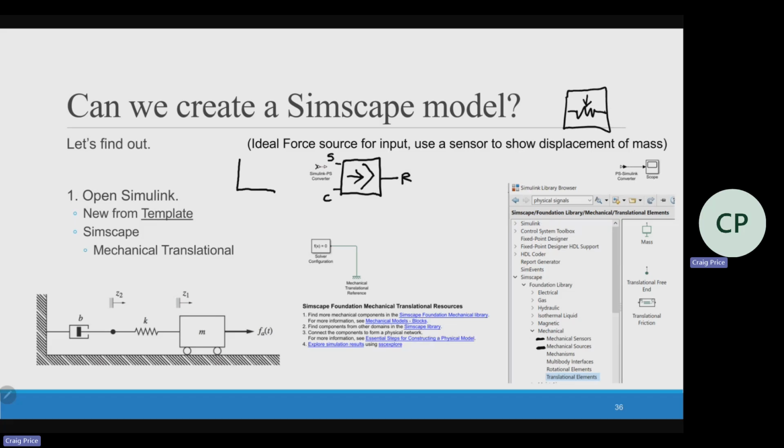All right, so we've got to have the elements that come with the template. We need a force source, and we need a displacement sensor. Those are all listed under sensors and sources. Are you ready for me to show you mine? It's not like it looks great, but I've got all the important stuff.